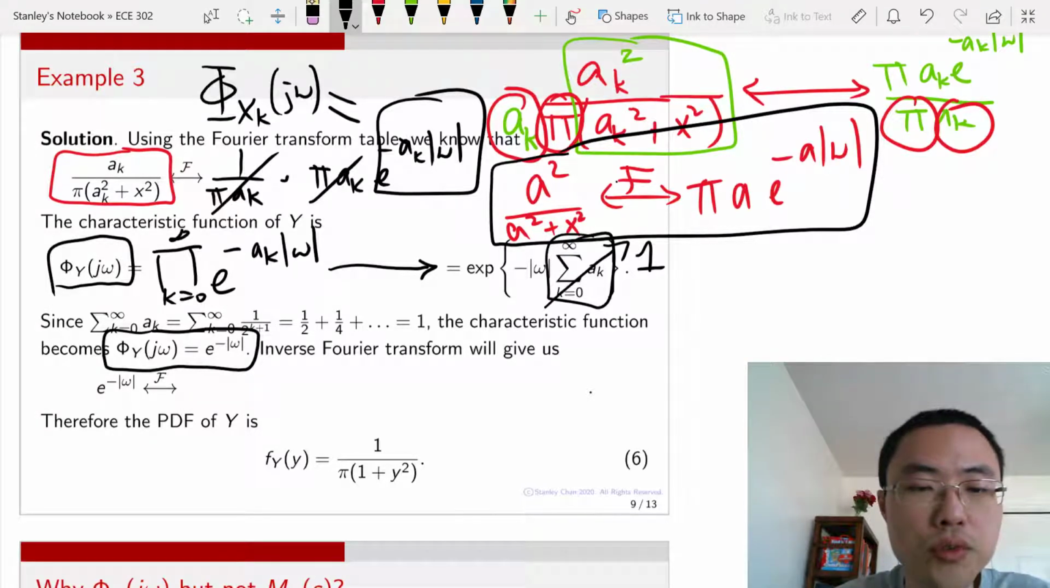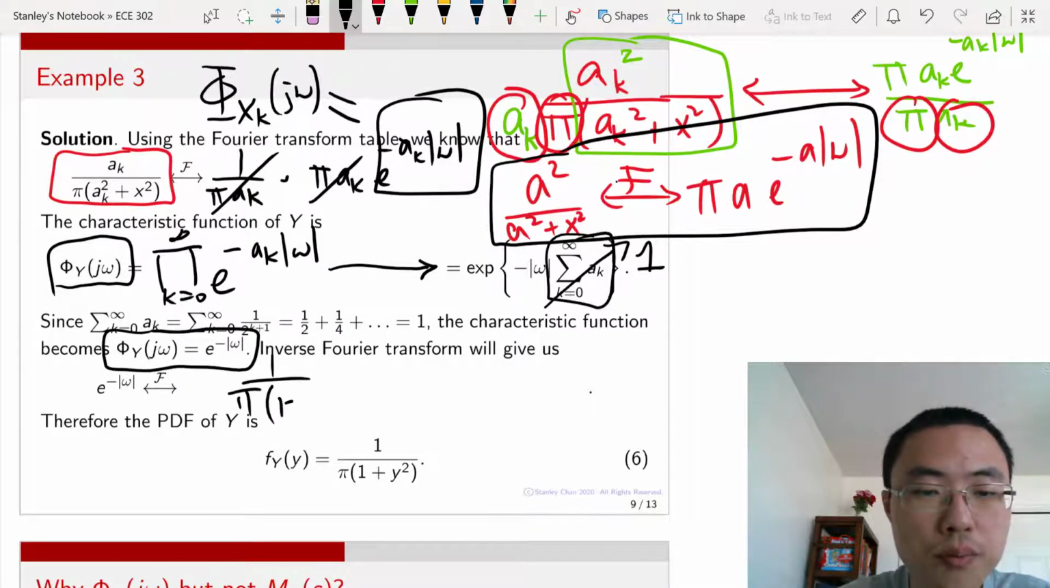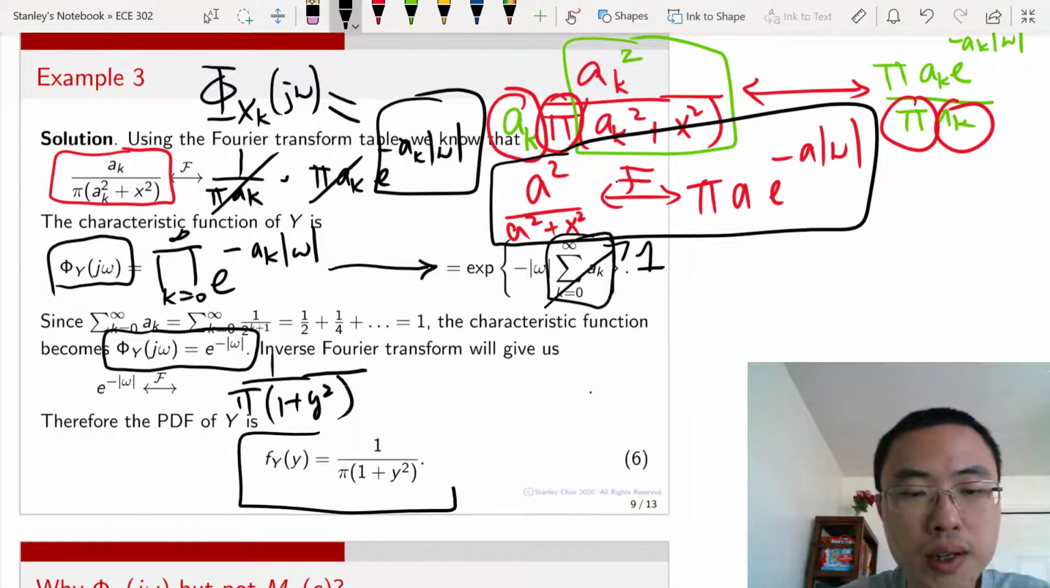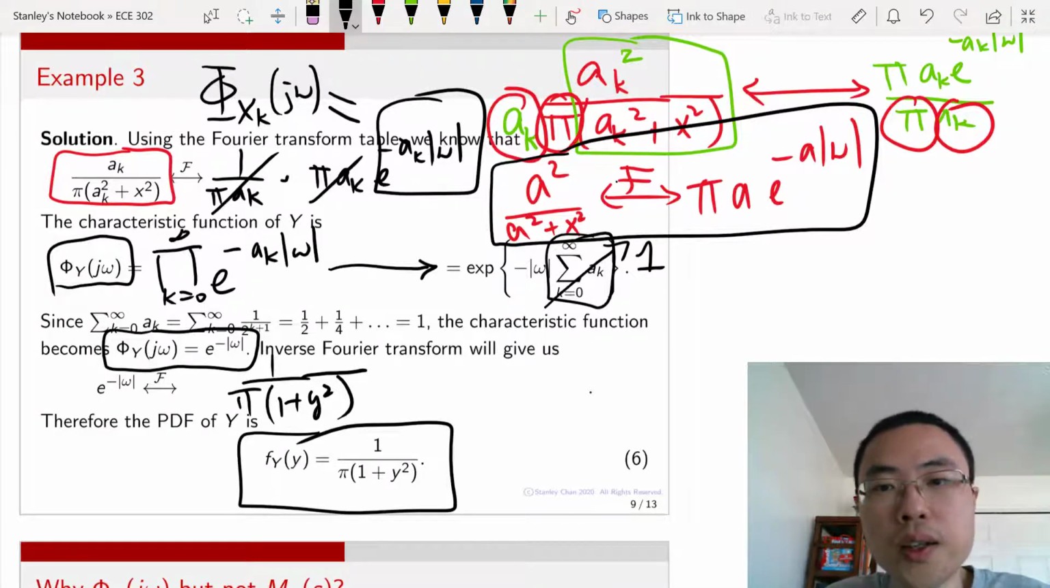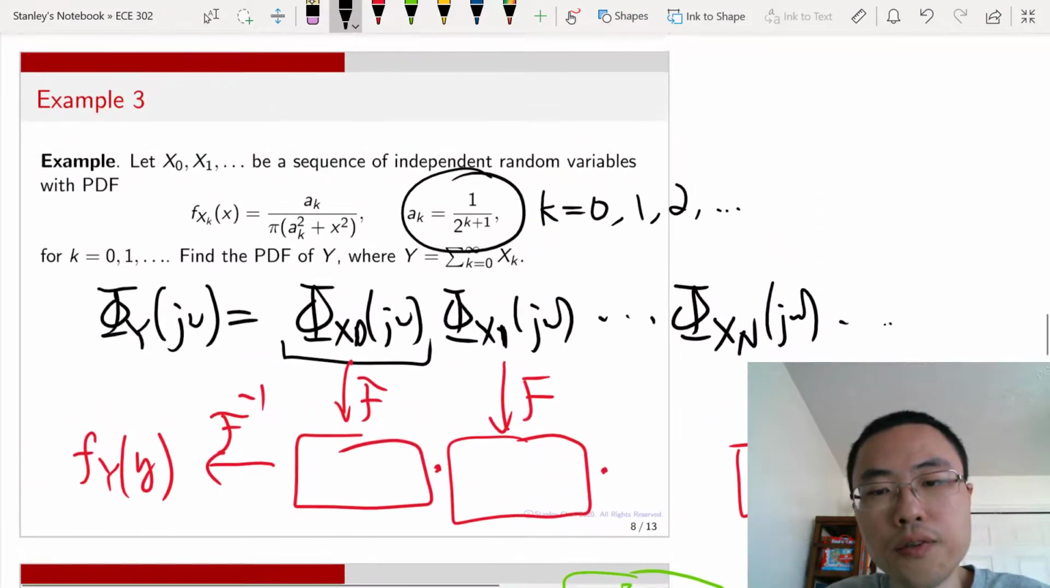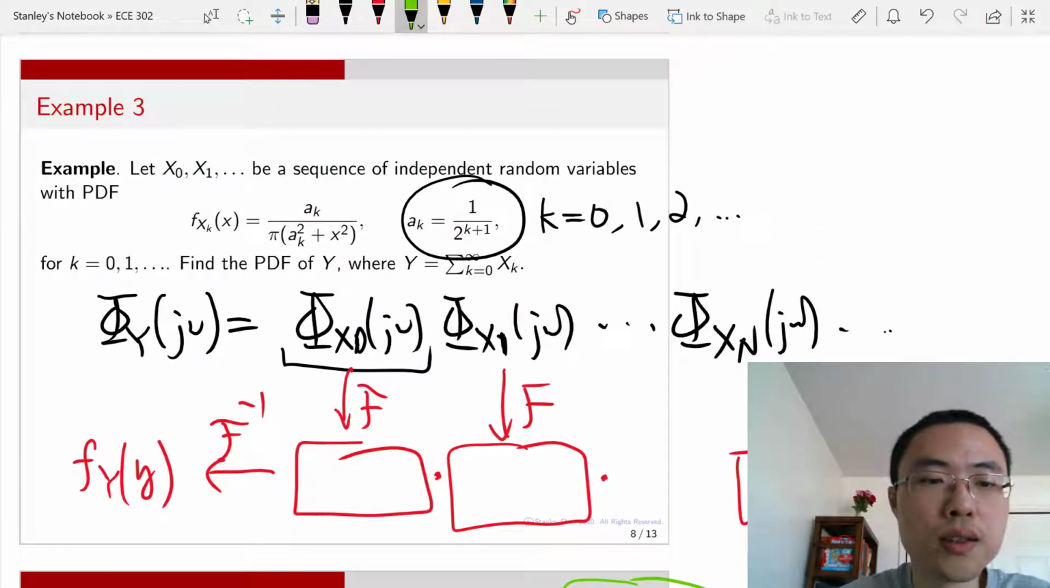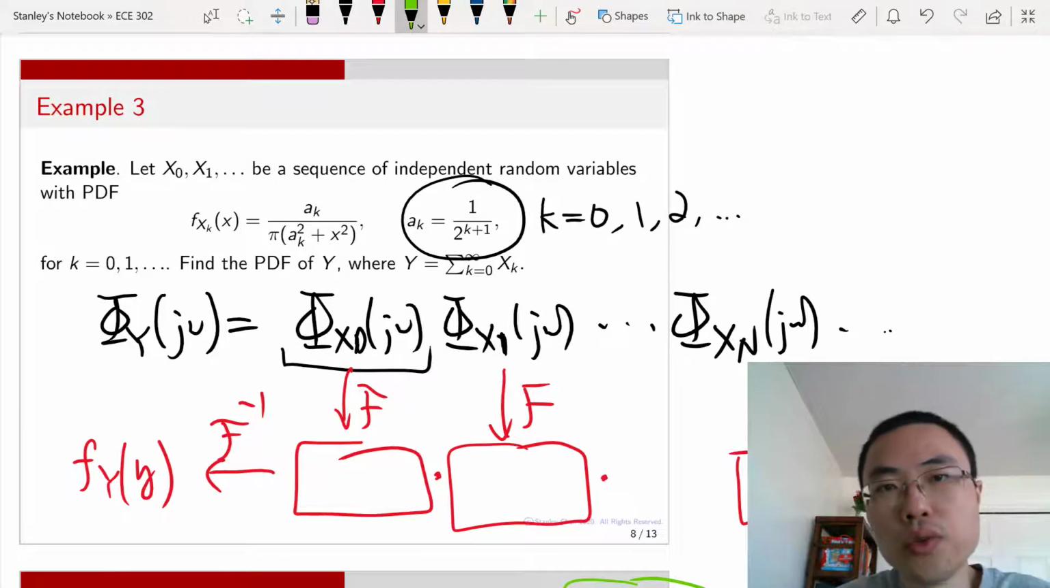Then you take the inverse Fourier transform. The inverse Fourier transform will tell you that this is going to be 1 over pi, 1 plus y squared. And therefore, the PDF is given by this form. So as you can see, the flow is actually quite simple to understand. You start with the individual characteristic functions, you multiply them, you get a characteristic function of y, and then each individually you can find using the Fourier transform, you multiply them, you take the inverse Fourier transform.